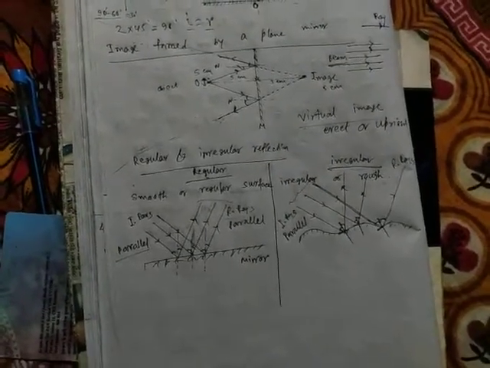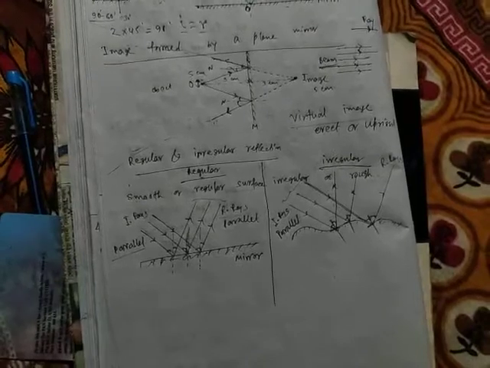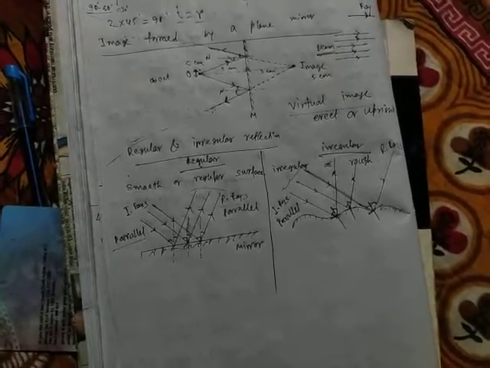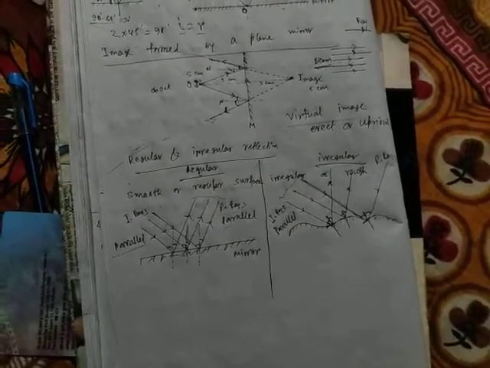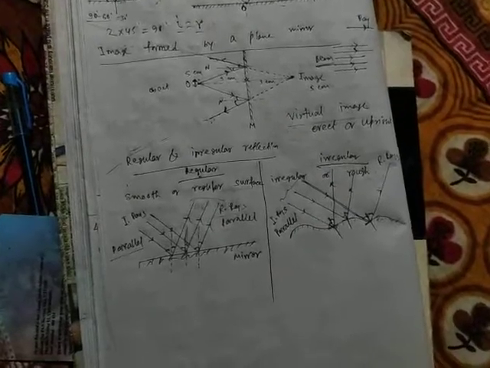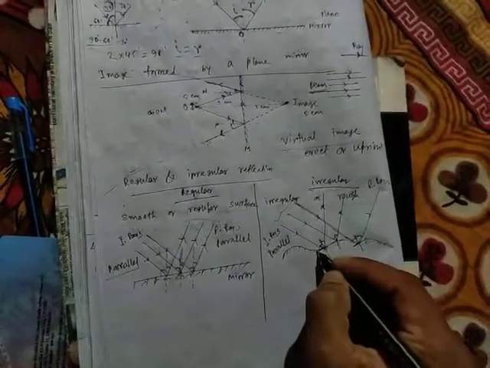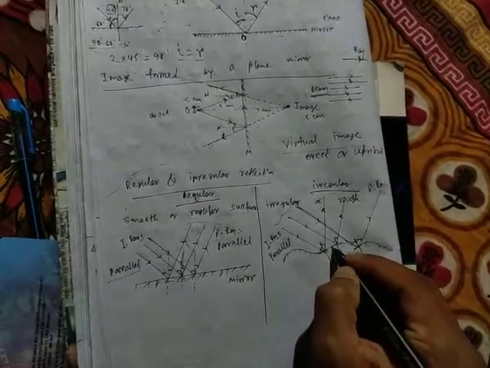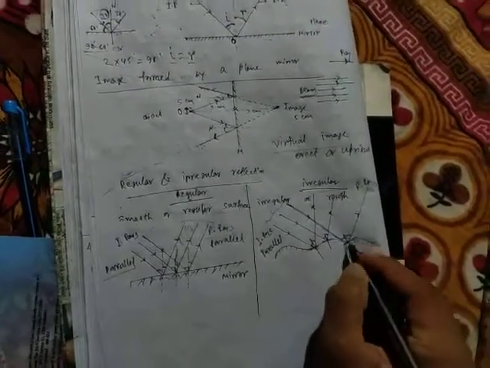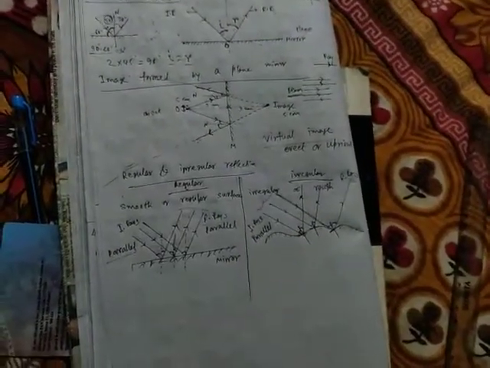Okay, a lot of mistakes happen, and many teachers teach that it is not followed. But remember, for both kinds of reflection, laws of reflection are obeyed, or they follow the laws of reflection. Clear? How? Because for the surface I have to draw a tangent. Okay, tangent, then I have to draw the normal. Okay, so clear. So what is irregular reflection?